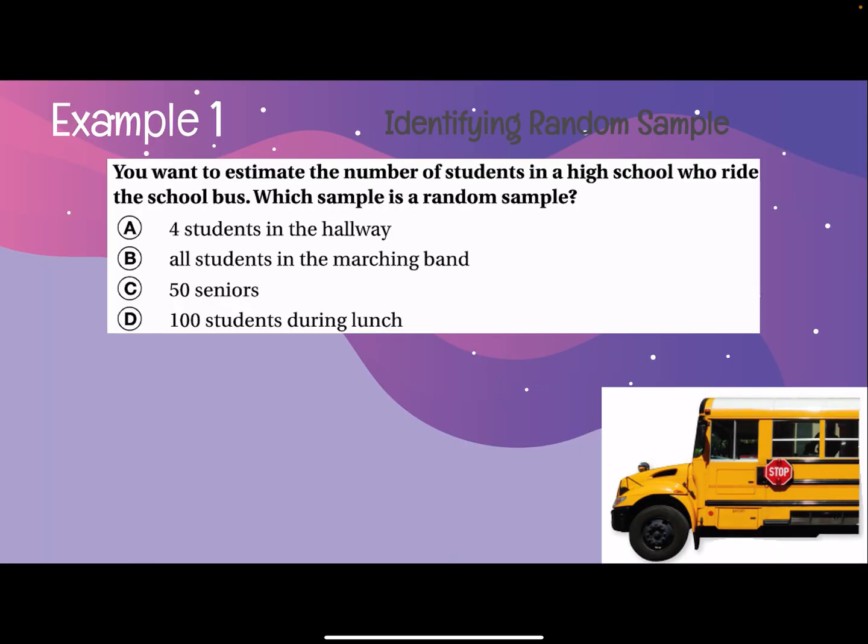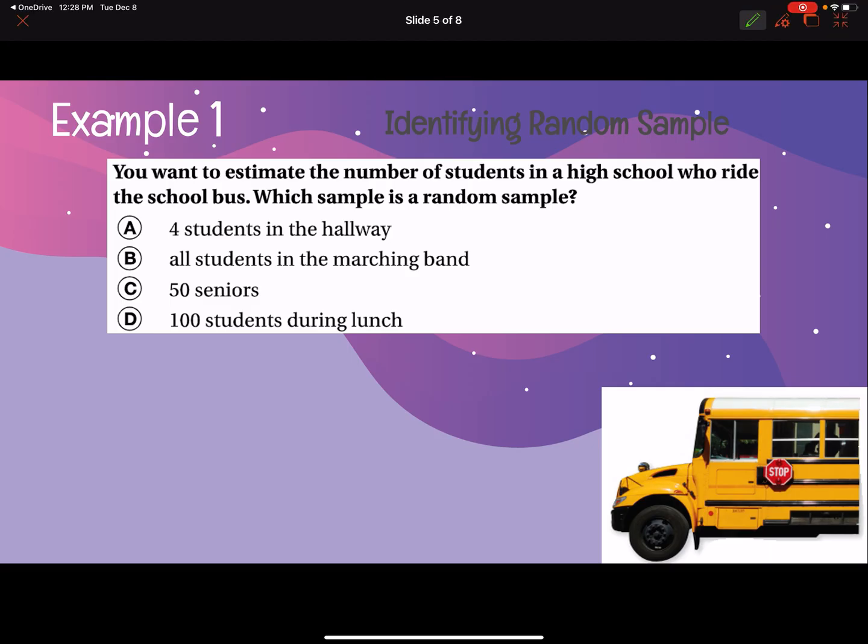Okay, example 1 says identifying a random sample. You want to estimate the number of students in a high school who ride the school bus. Which sample is a random sample? So we're looking for a random sample. 4 students in the hallway, all students in the marching band, 50 seniors, or 100 students during lunch.